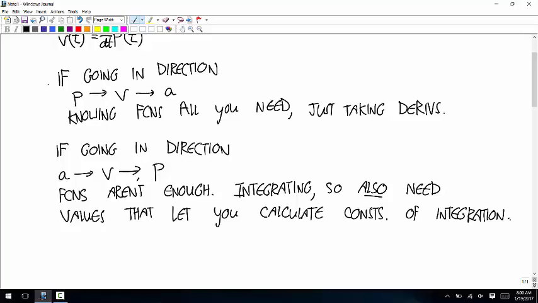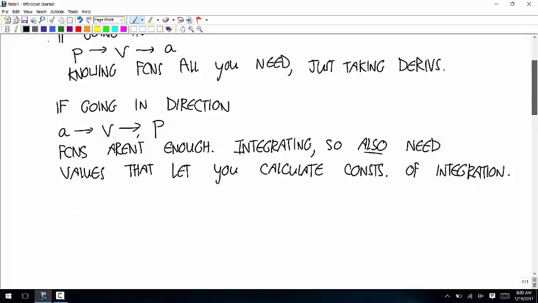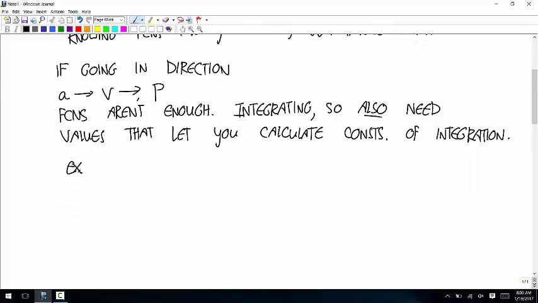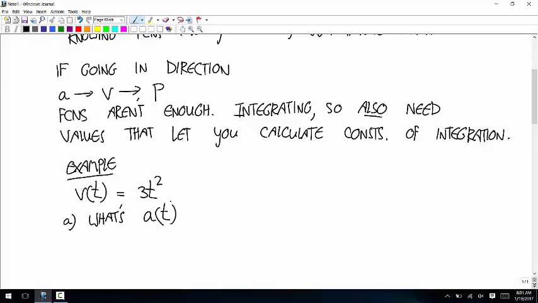Okay, so, for example, say that the velocity function, v of t, is equal to 3t squared. First, let's figure out what's the acceleration as a function of time. And then second, what's the position as a function of time.